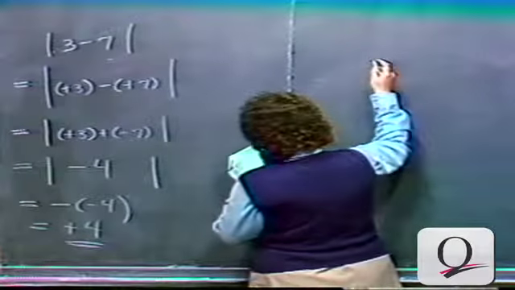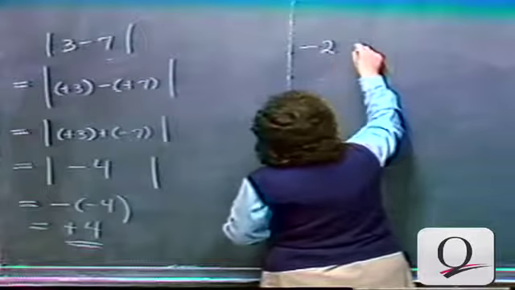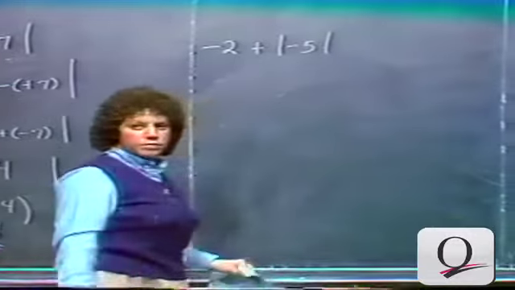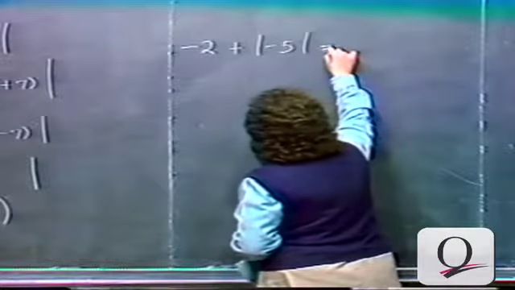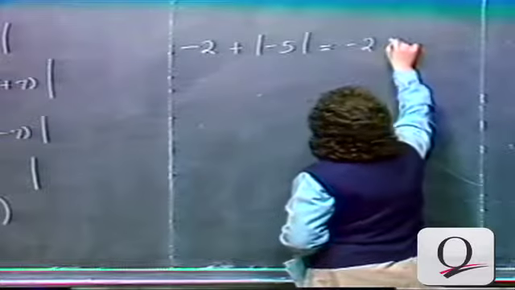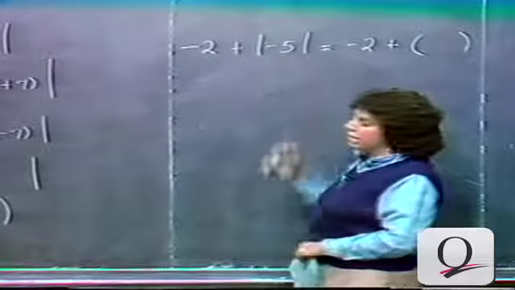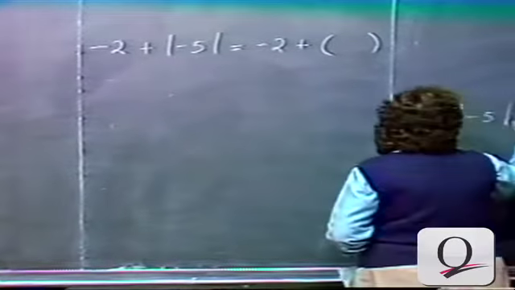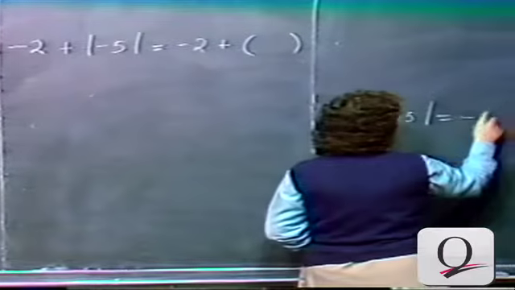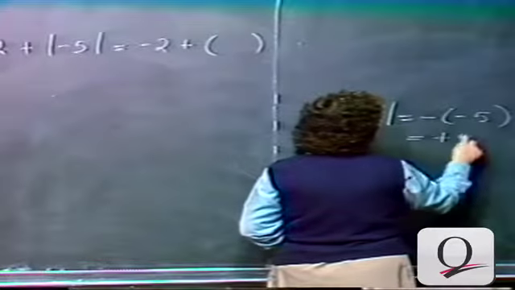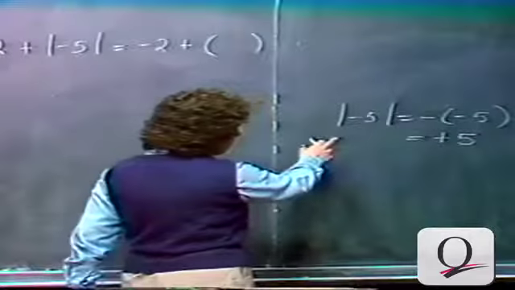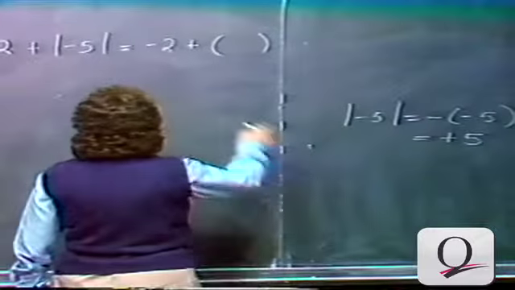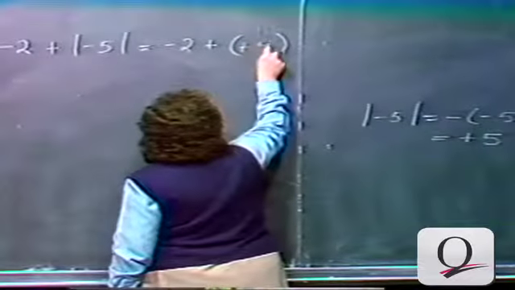All right, let's try this. Minus 2 plus the absolute value of minus 5. This must mean minus 2 plus, now the absolute value of minus 5. Well, the absolute value of minus 5, it's a negative number, so we put a minus in front, and we get plus 5. The absolute value of minus 5 is negative minus 5 or plus 5. Okay, so the absolute value of minus 5 is plus 5.